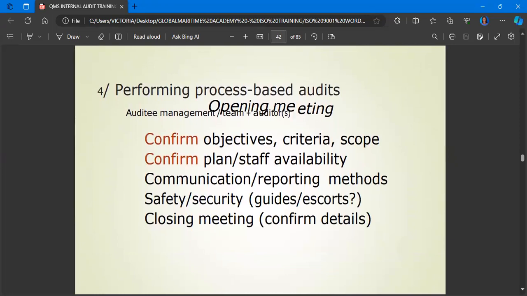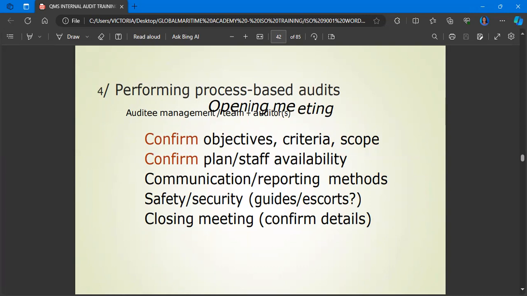How do you perform process-based audits? You have to begin the audit with an opening meeting. Part of what you do during the opening meeting, you confirm the audit objective, the audit criteria, the audit scope that is clearly written in the audit plan. You will confirm it there at the opening meeting.